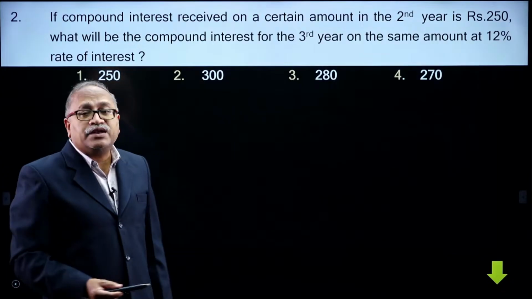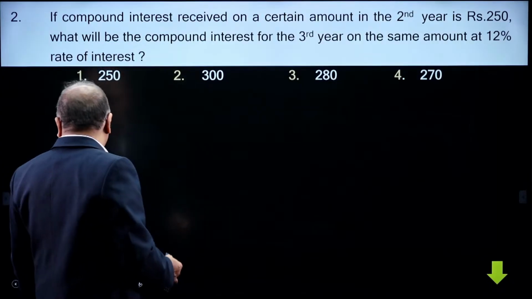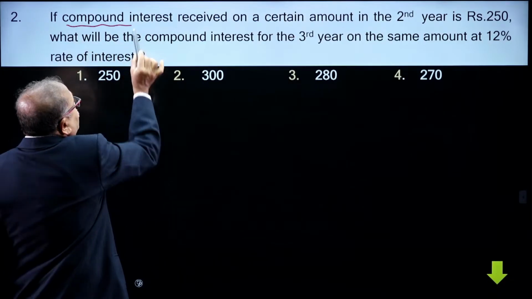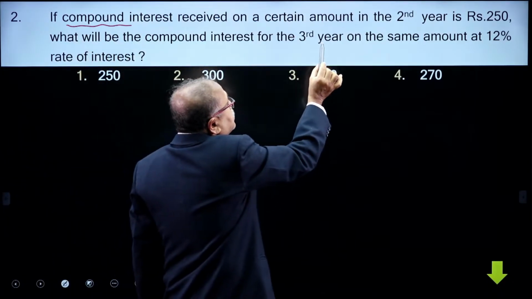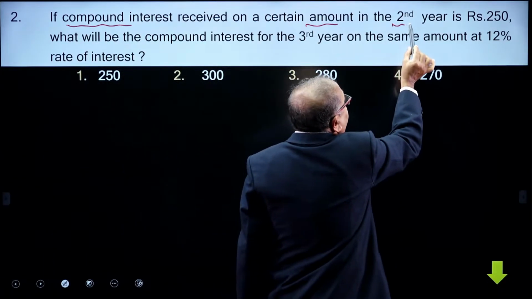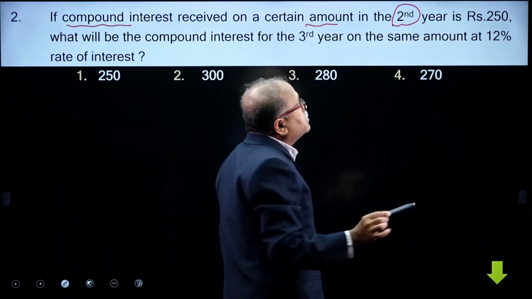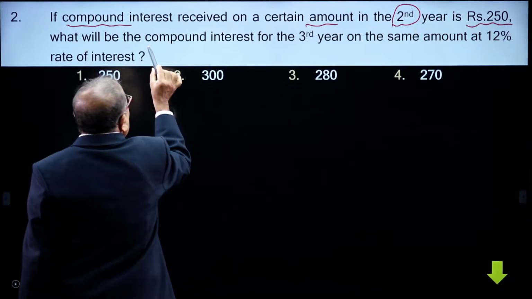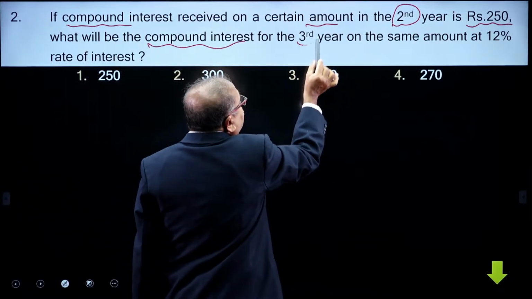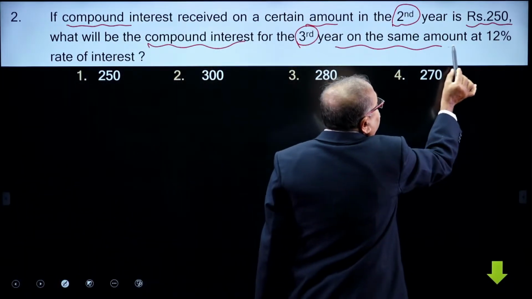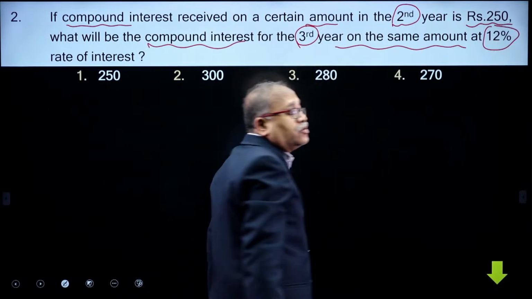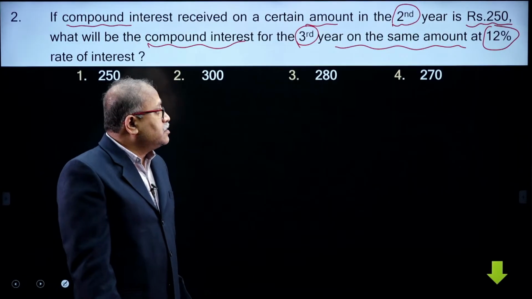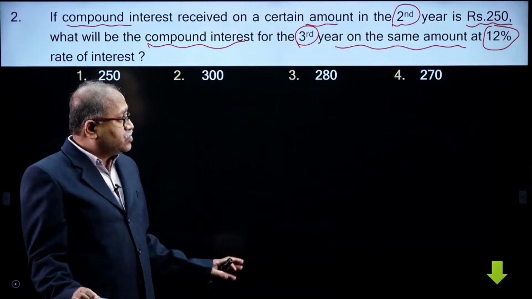Okay, well done. The next question on your board is this. This is a practice, Venkat. The compound interest received on a certain amount for the 2nd year, not after 2 years, for the 2nd year is rupees 250. So, what will be the compound interest for the 3rd year on the same amount at the rate of 12% per annum?